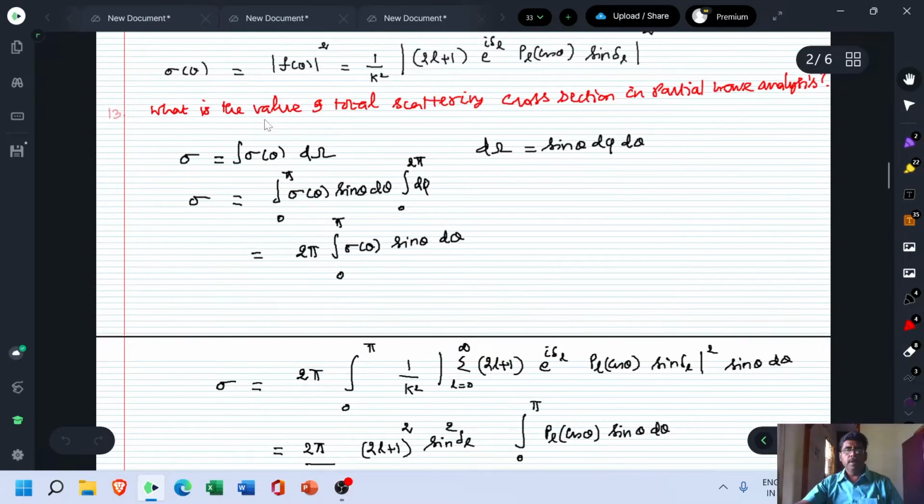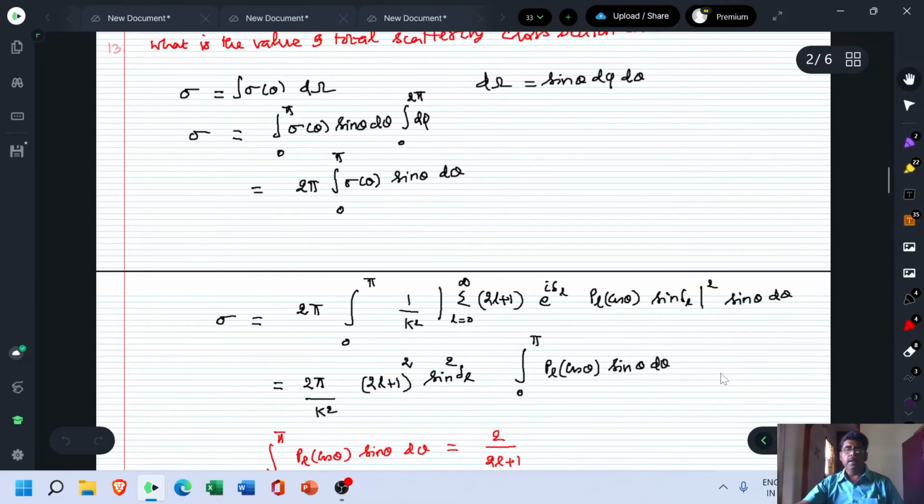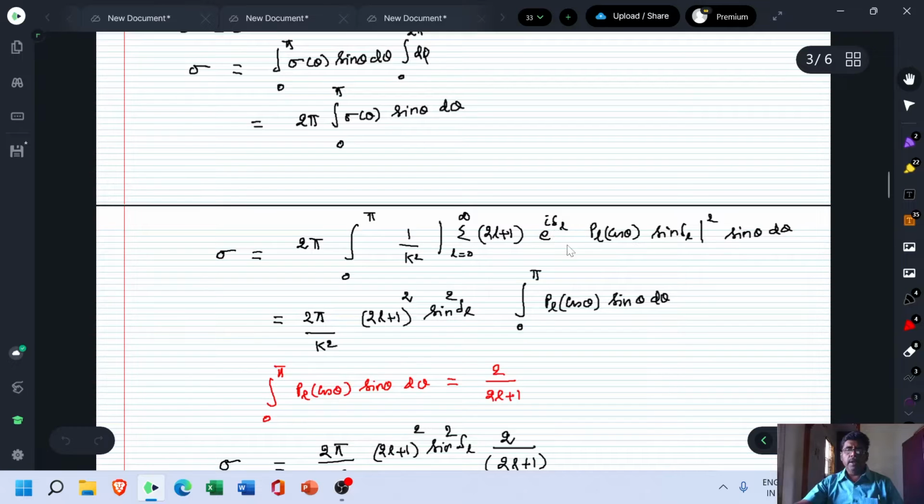If you put sigma of theta as the absolute square of f of theta, say 1 by k square, sum of 2l plus 1, e power i delta l P l cos theta sin delta l, whole square, sin theta d theta. The absolute square of e power i delta l means e power i delta l into e power minus i delta l, so the value is unity. Then 2 pi by k square, sum of 2l plus 1 whole square sin square delta l, and the rest of the terms are the integral with limits from 0 to pi of P l cos theta sin theta d theta.